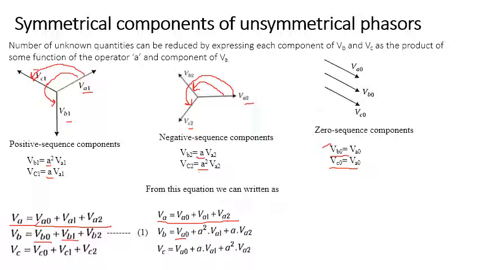Okay, look at this VB1. Where is the VB1? So here. VB1 can be done as a square of the VA1. Okay, just substitute a square of the VA1. Similarly for the VB2, VB2 is nothing but A into VA2.